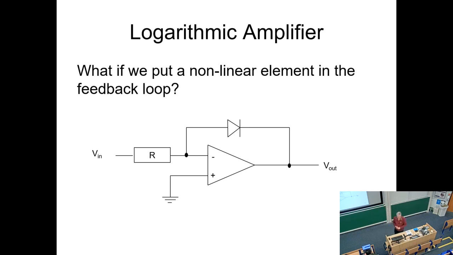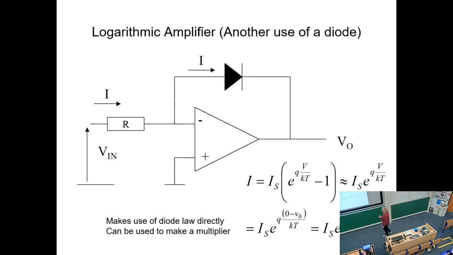So let's put something weird in the feedback loop. And we're still doing negative feedback, so we've still got a negative feedback amplifier in this. But we've complicated the issue a bit by replacing the resistor that we would normally have here with a diode. And as you can see by the heading on the slide, it's proposed that this is a logarithmic amplifier. So it turns the output into the logarithm of the input. Okay.